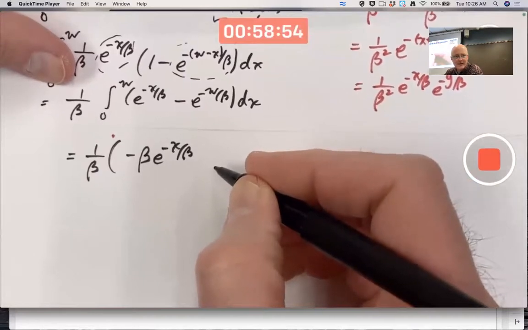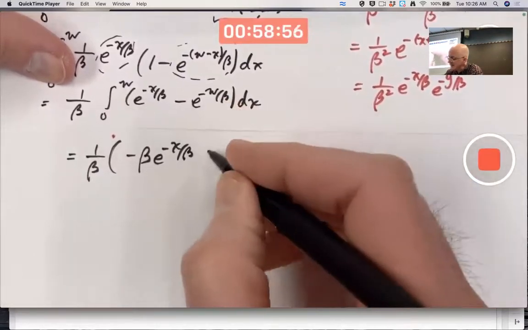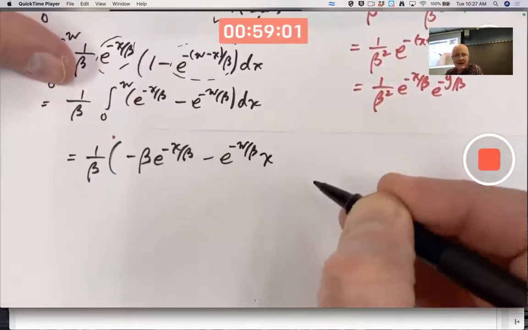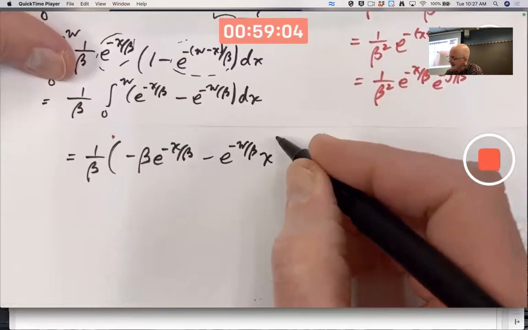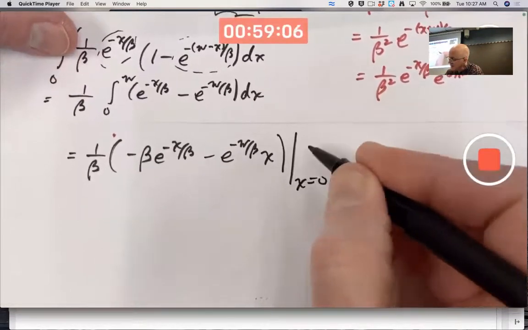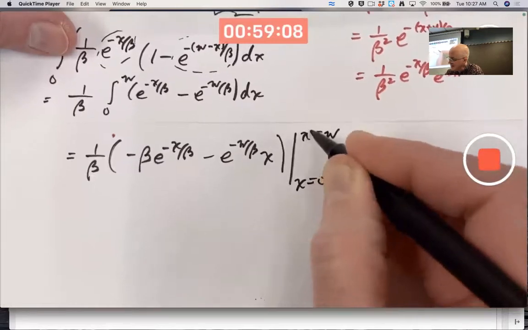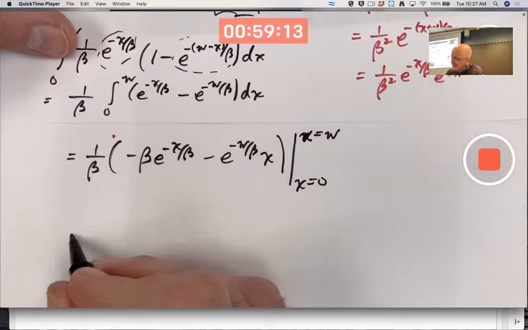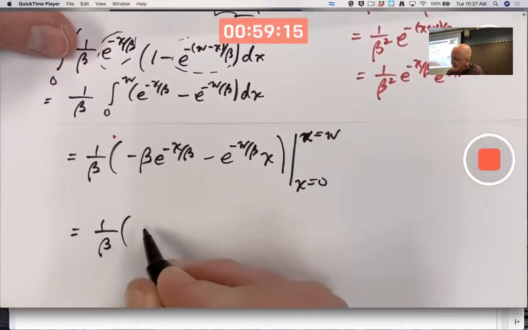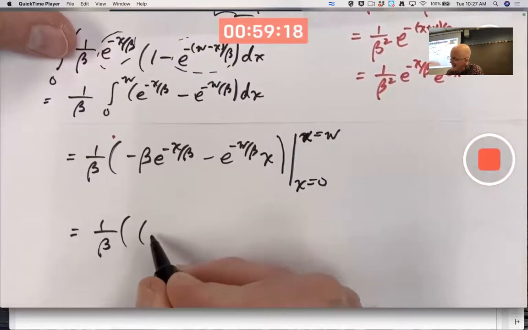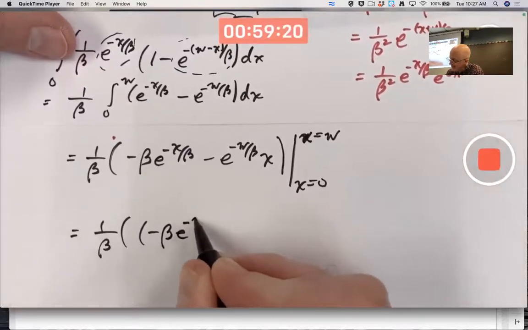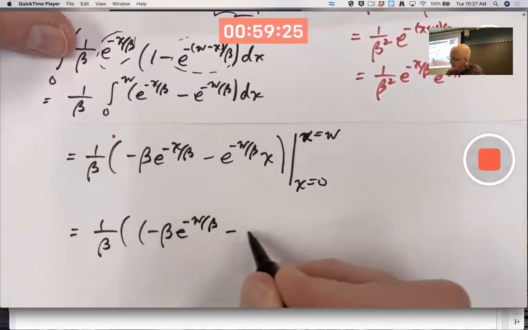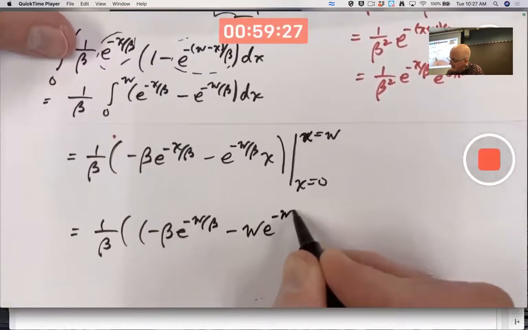Doing this final integral now. And again, that's just a constant. So I multiply it by x. X goes from 0 to w. Be careful. Negative beta e to the negative w over beta minus, I'll put the w in front, w e to the negative w over beta.